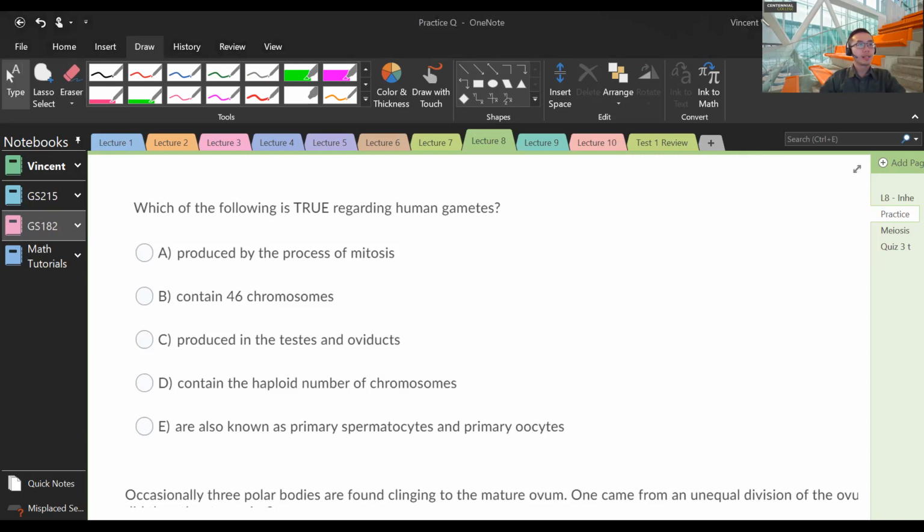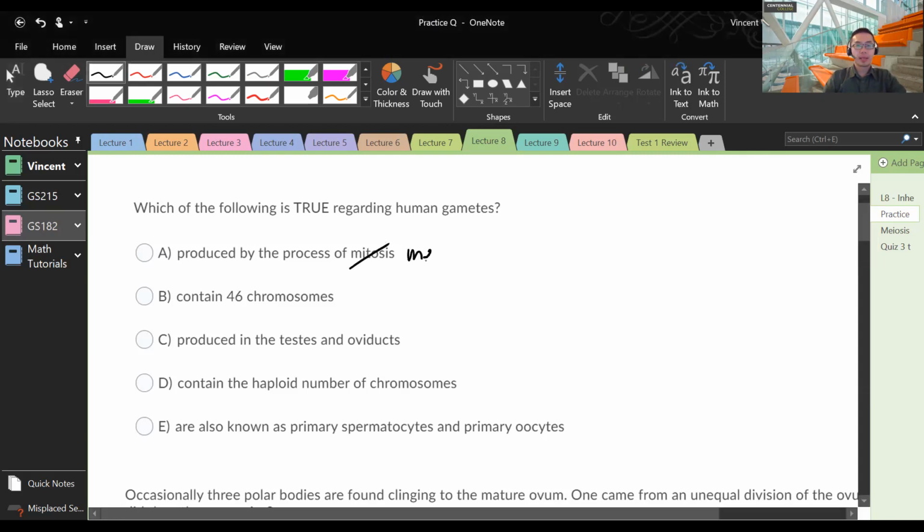All right, let's end the poll. Produced by the process of mitosis. That's not true. It's supposed to be meiosis. Okay. Gametes is sperm and eggs, right? So contains 23 chromosomes. Produced in the testis and oviduct. It's not oviduct, it's ovary.